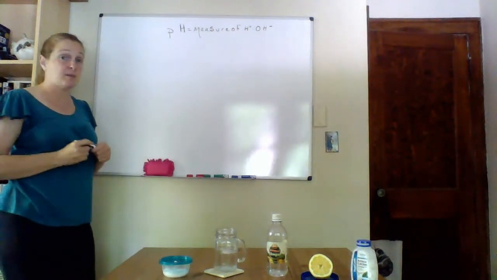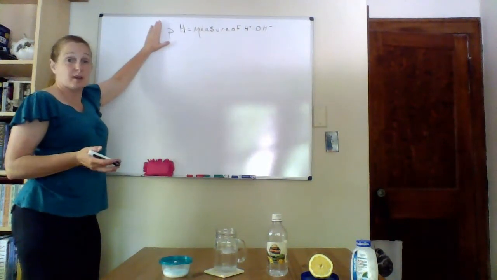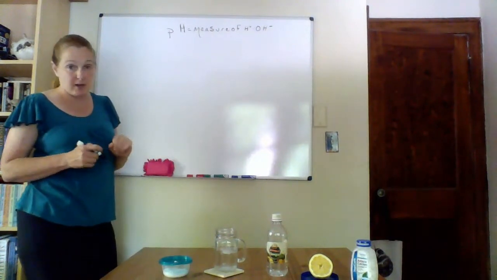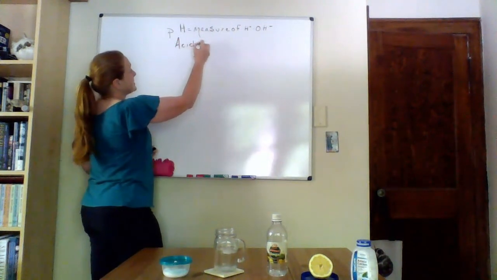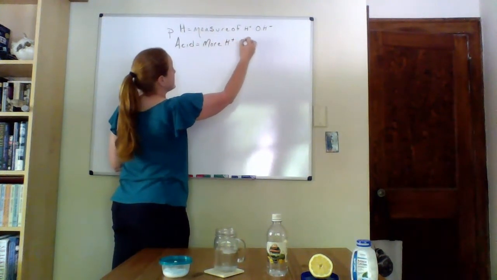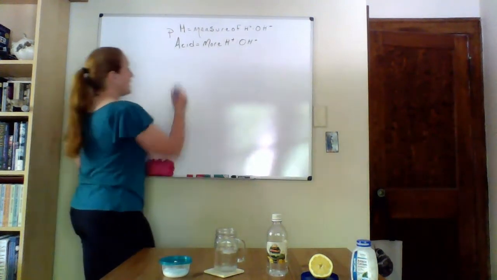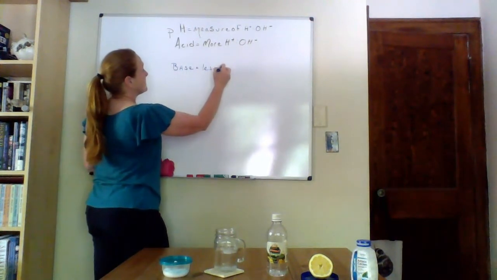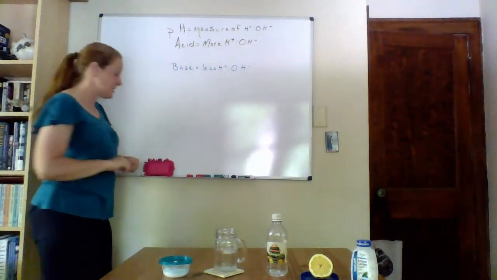So water has that ability to break apart. We're going to measure that with pH, which is potential hydrogen, and essentially we're measuring that ratio of hydrogen ions to hydroxide. If something has more hydrogen ions when compared to those hydroxide groups, we're going to call it an acid. If something has less hydrogen, but more of those hydroxide groups, we're going to call it a base.